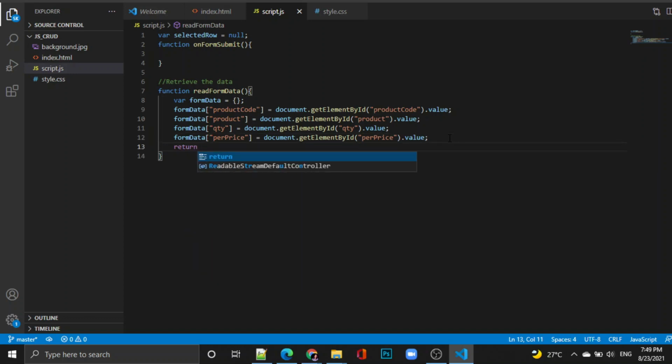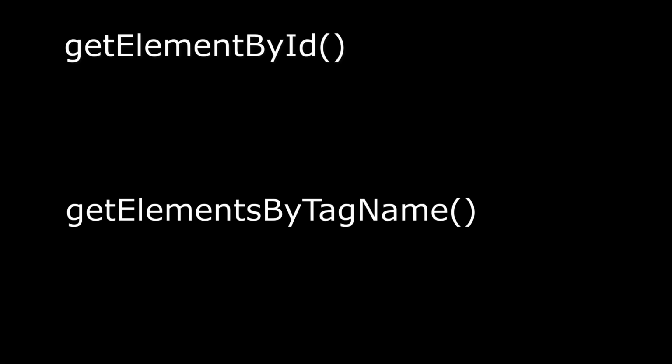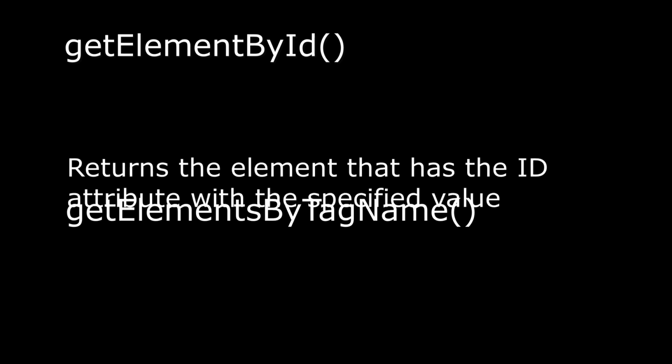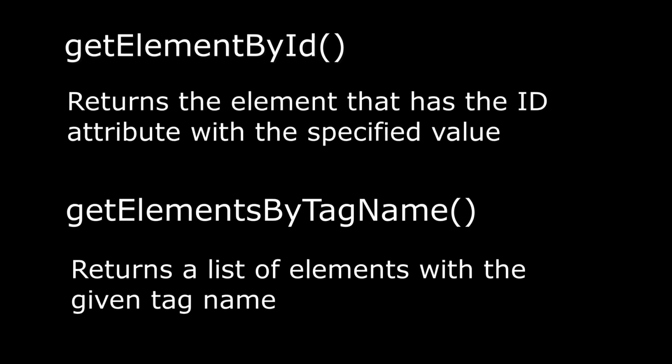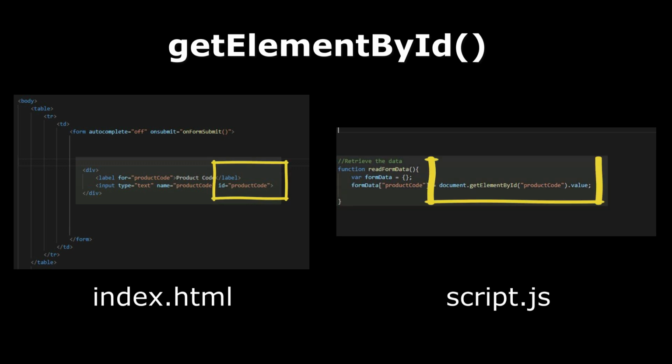So at the end of this method, I want to return this form data. Before moving to the next function implementation, I will give you a brief idea about getElementById and getElementsByTagName. When we are doing some particular manipulation using an HTML element, that element's ID we can use as a reference in our JavaScript file. So that is about getElementById.